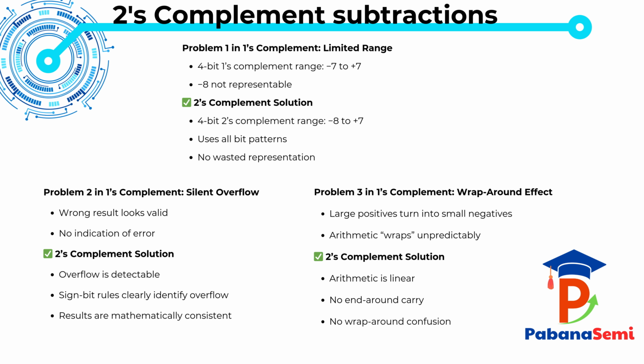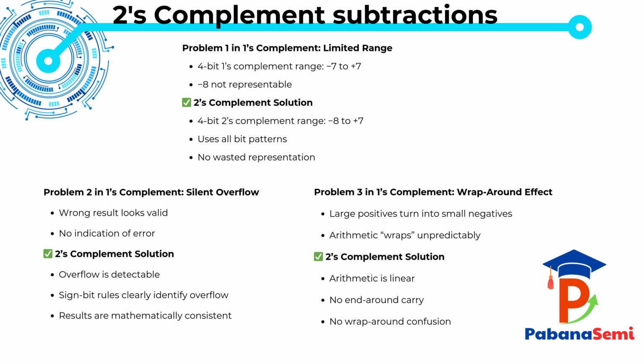Problem 2, silent overflow. In 1's complement, overflow can occur silently. The binary output appears valid. However, the numeric value is incorrect. No error indication is generated. In 2's complement, overflow is detectable. By checking the sign bits of the operands and the result, the system can clearly identify when overflow happens. This makes arithmetic predictable and reliable.